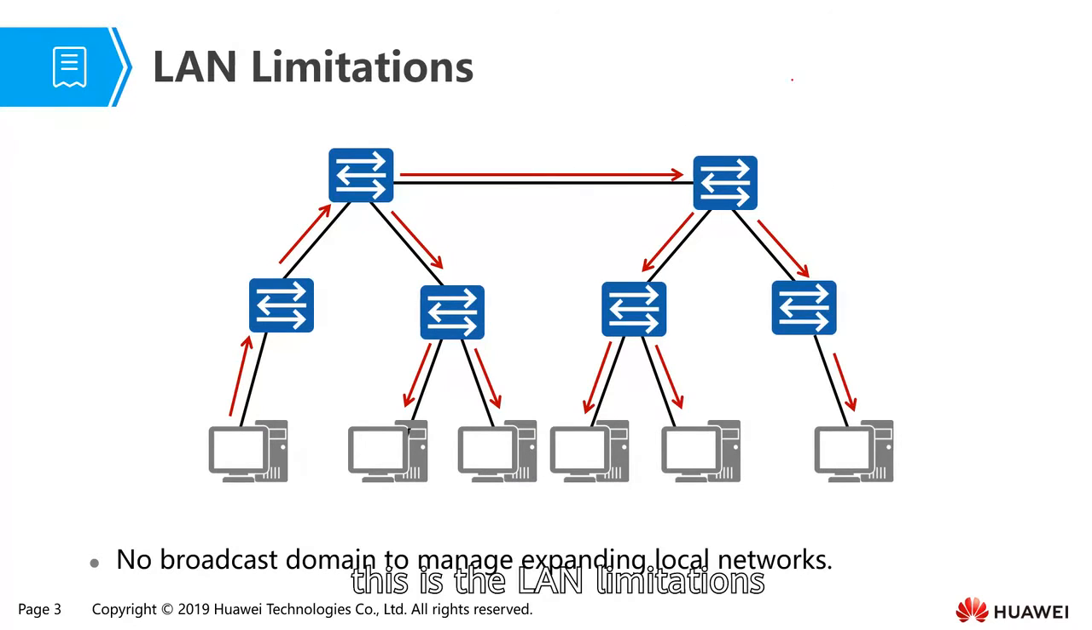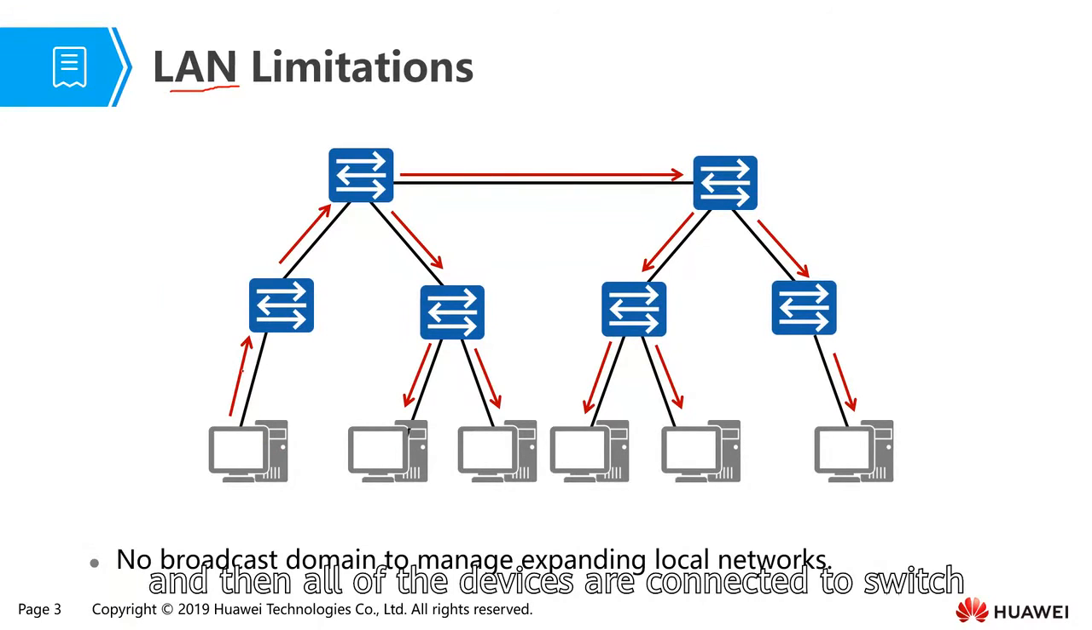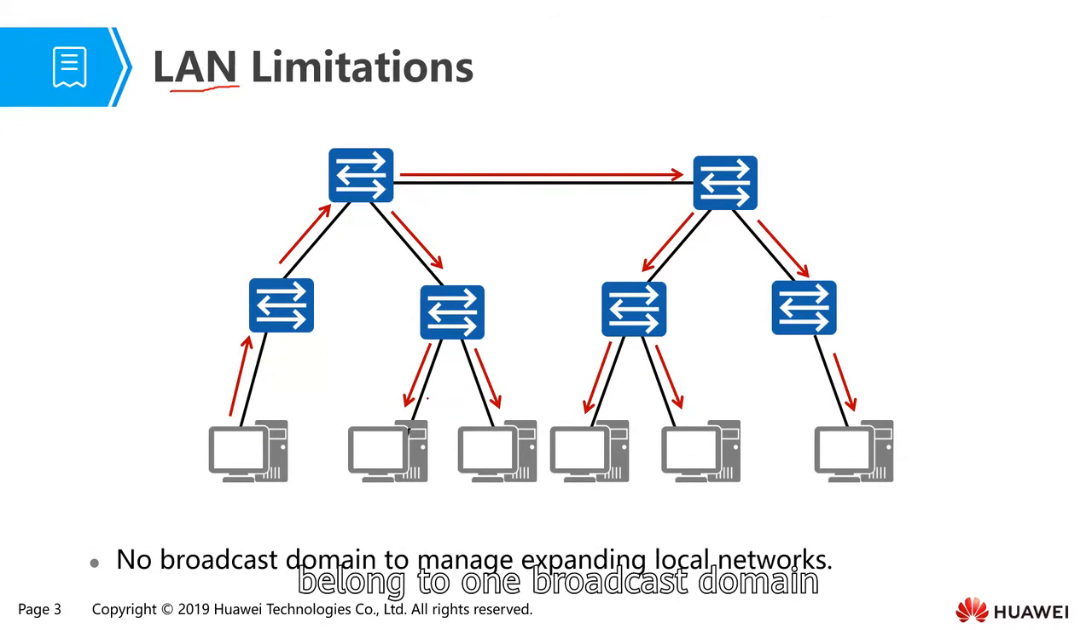First, this is the LAN's limitation. We have discussed that all these switches connected form a LAN, and all the devices connected to the switches belong to one broadcast domain. This red arrow means a broadcast frame sent out by this PC. This frame will be flooded out of all the other interfaces, and then all other PCs can receive it.